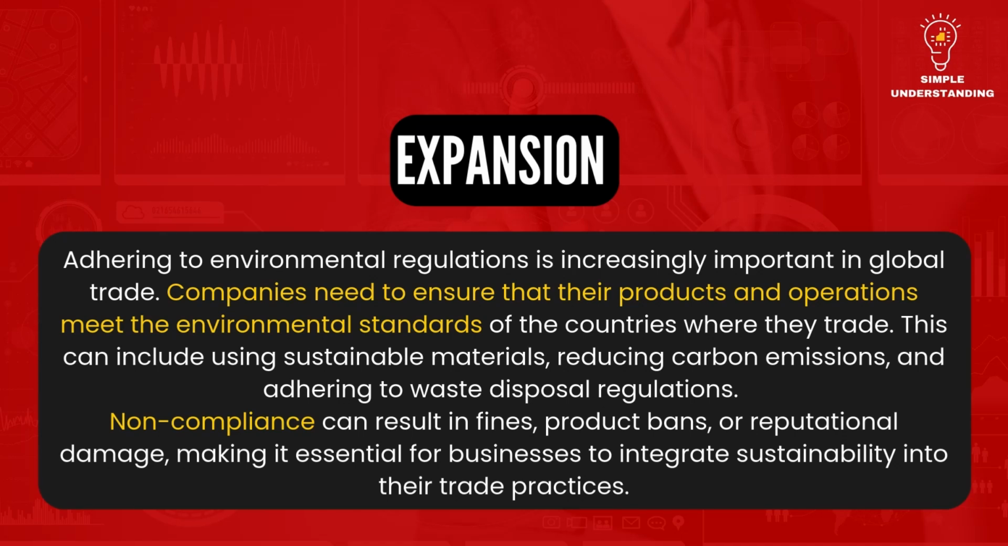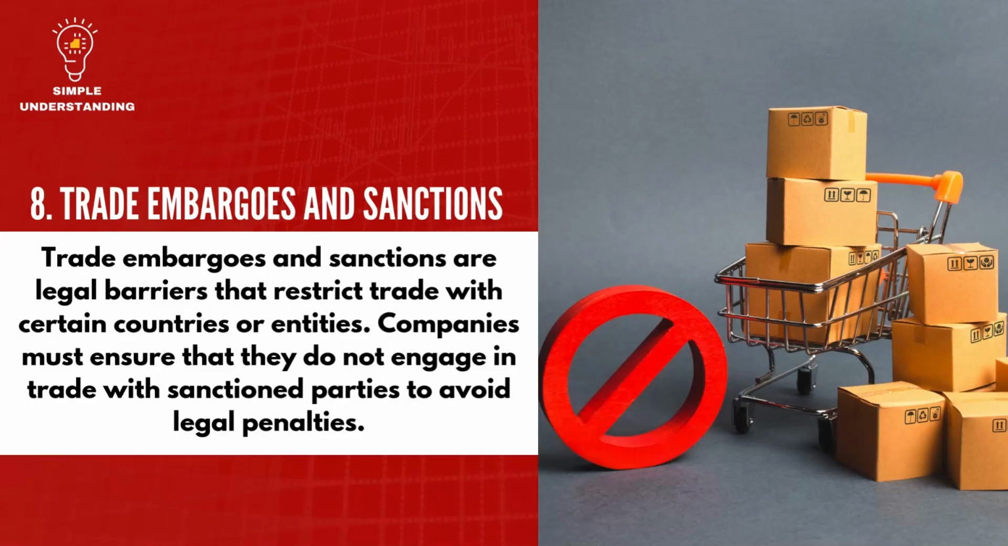Expansion. Adhering to environmental regulations is increasingly important in global trade. Companies need to ensure that their products and operations meet the environmental standards of the countries where they trade. This can include using sustainable materials, reducing carbon emissions, and adhering to waste disposal regulations. Noncompliance can result in fines, product bans, or reputational damage, making it essential for businesses to integrate sustainability into their trade practices.